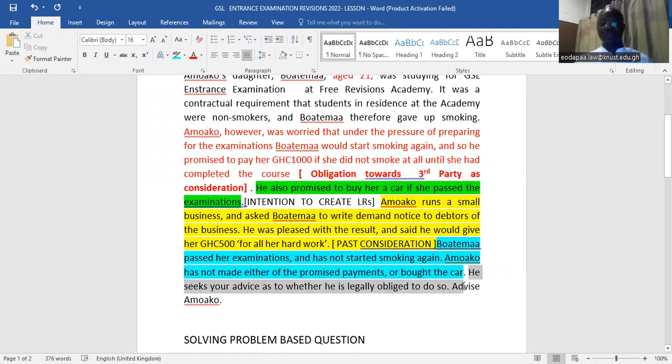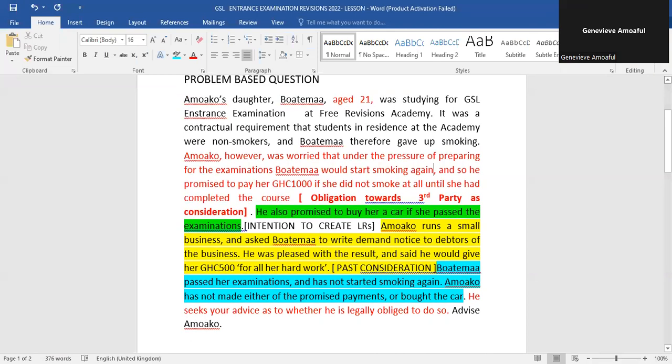Now he sees your advice as an order he is legally obliged to follow. Okay, so now, yes. Please, under Amoako not making payments, can you say whether or not Amoako's refusal to make the payments and buy the car constitutes a breach of contract? Okay, that is fine.